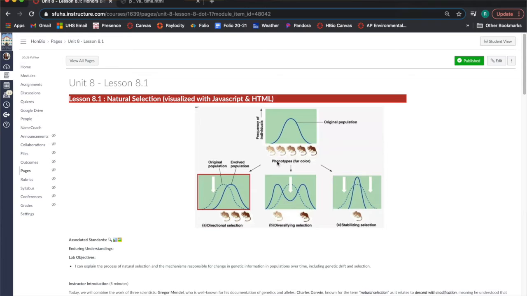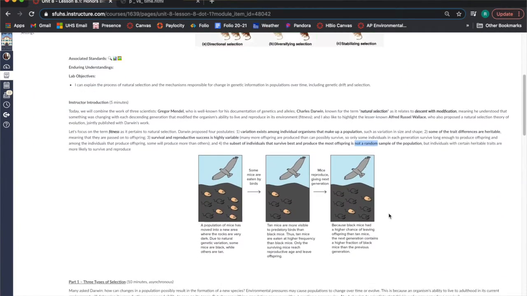And selection comes in three types. Here's the original population with a gradient of color. We could select in one direction towards the darker color, which is what happened in that example that we just looked at, where the original population shifted towards the evolved population's direction. We could have diversifying or disruptive selection, where the median color, for whatever reason, is selected against, and so the darker ones survive and the lighter ones survive. This could lead to speciation, or two separate species being identified. And we also have stabilizing selection, where the median is the one that is preferred, and the extreme phenotypes are selected against for whatever reason.